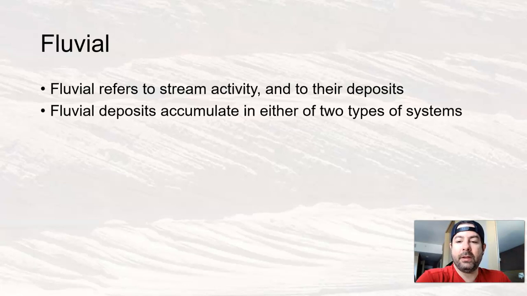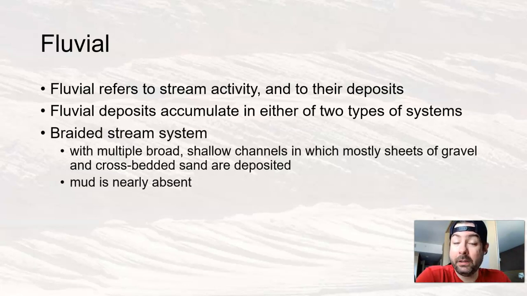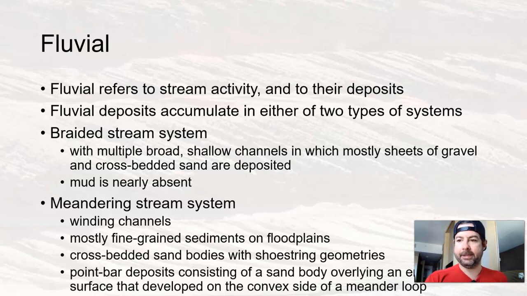Fluvial deposits accumulate in either of two types of systems. So we're talking about streams. Streams are any flowing water: rivers, creeks, brooks, those sorts of things. We have braided streams. Braided streams have multiple broad but shallow channels in which bigger sediments, usually gravel and some cross-bedded sand, are deposited. There's almost no mud, so no smaller size particles. We'll look at pictures of these in a second.